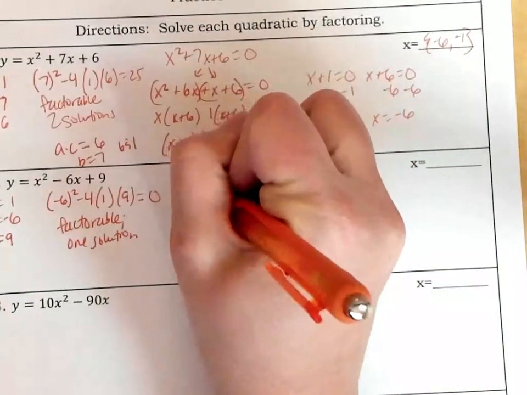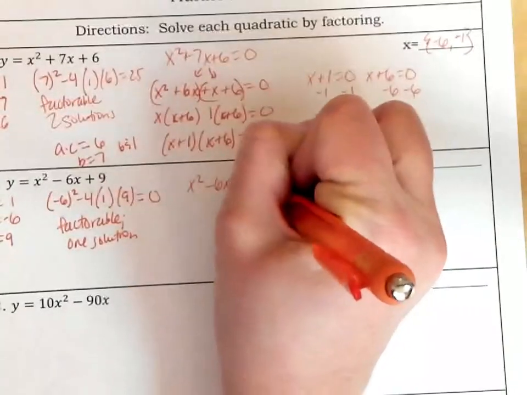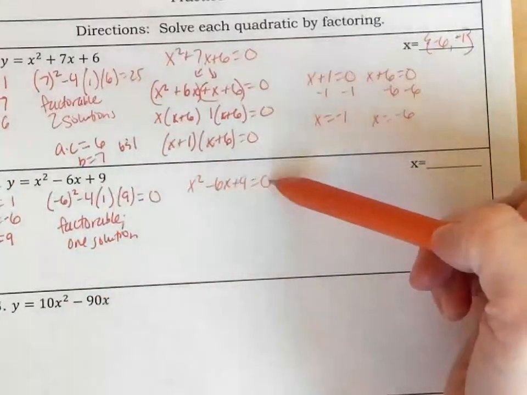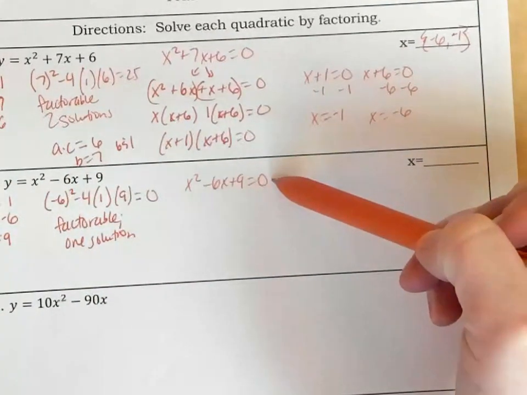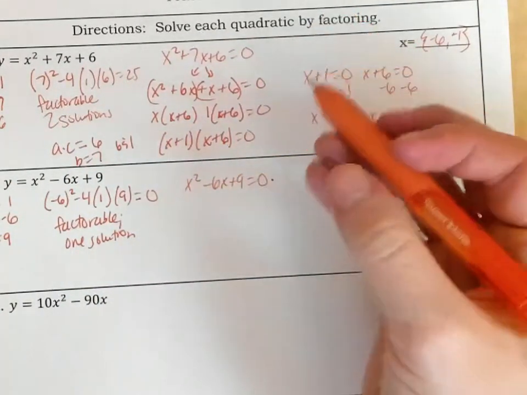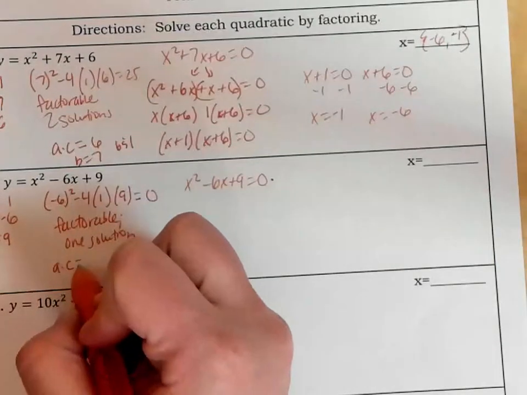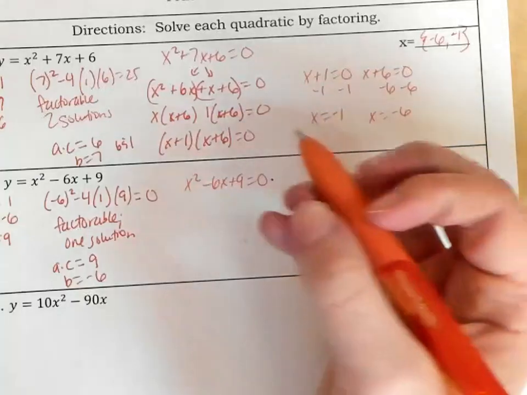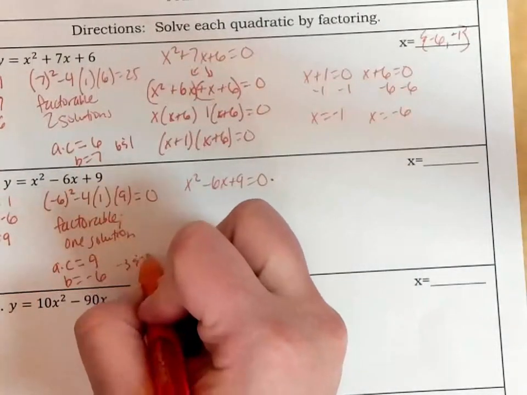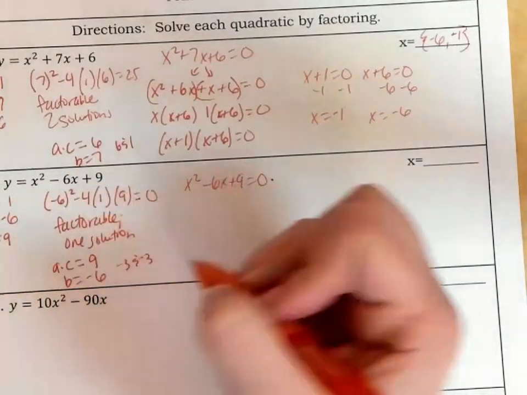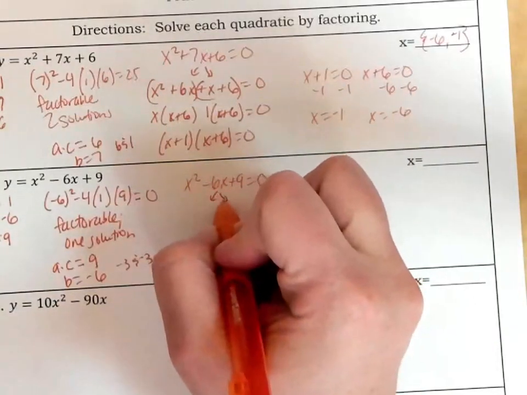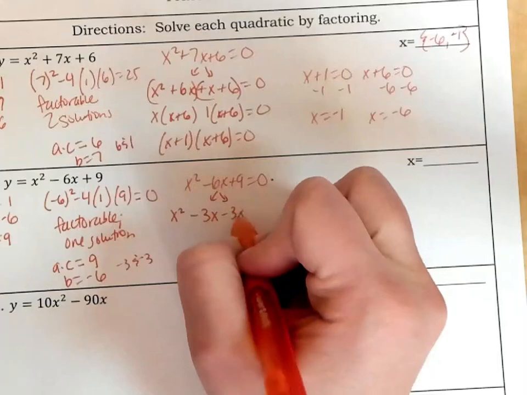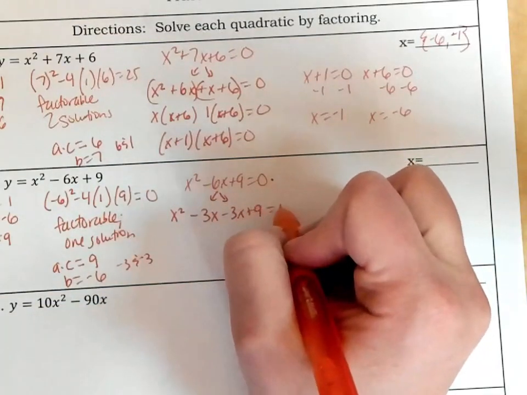So I have x squared minus 6x plus 9 is equal to 0. I'm taking that and trading it out for a y with the 0. From here, I'm going to factor that. I need two numbers that multiply to equal 9 and add together to equal negative 6. So negative 3 and negative 3 multiply to give me 9 and add to give me negative 6. That's what I'm going to split this middle term into. So I have x squared minus 3x minus 3x plus 9 is equal to 0.